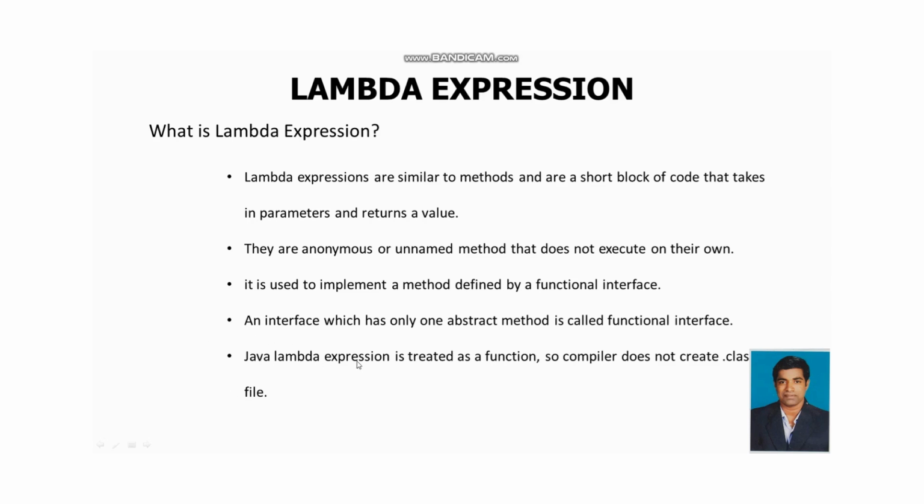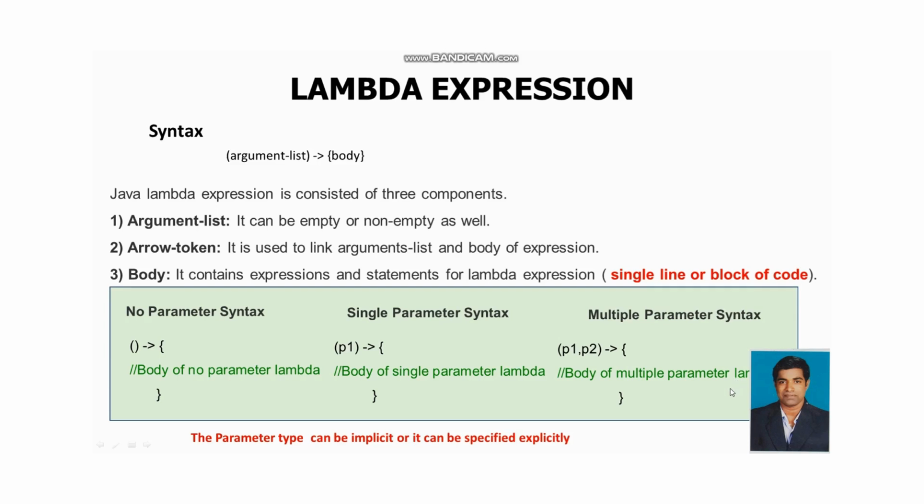A Java lambda expression is treated as a function, so the compiler does not create a .class file. See here, the syntax for lambda expression is argument list, arrow, body. Here the Java lambda expression consists of three components: argument list, arrow token, and body. The argument list can be empty or non-empty. The arrow token is used to link the argument list and the body of the expression. And third, the body contains expressions and statements for the lambda expression.